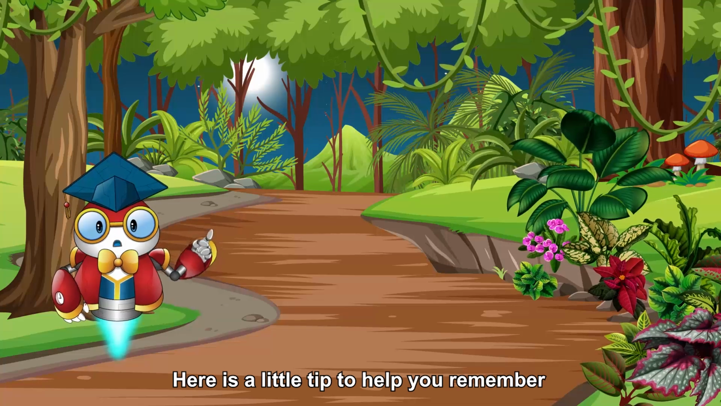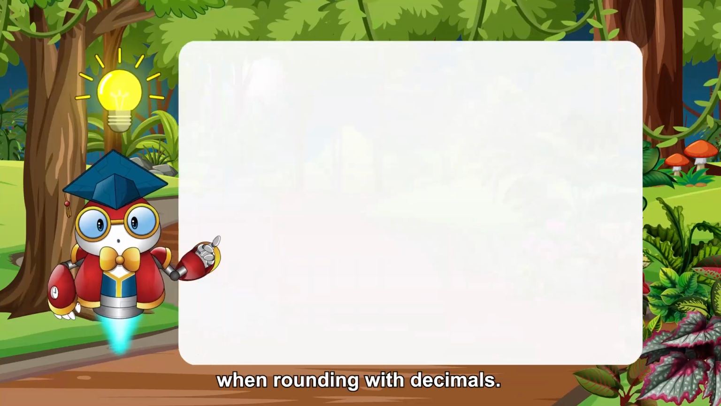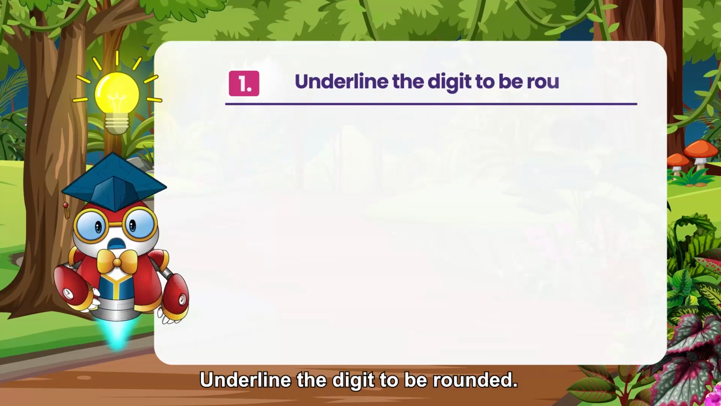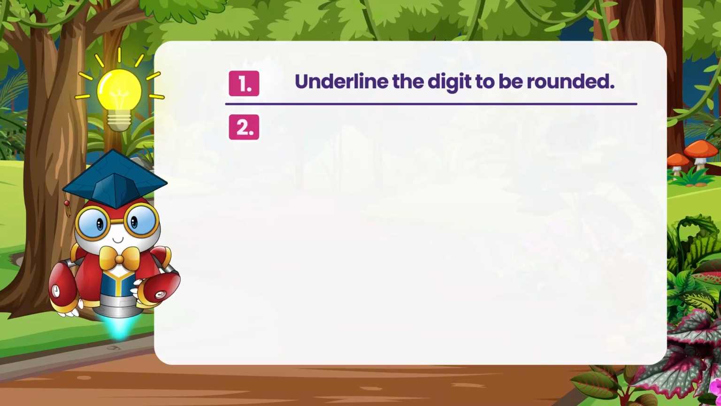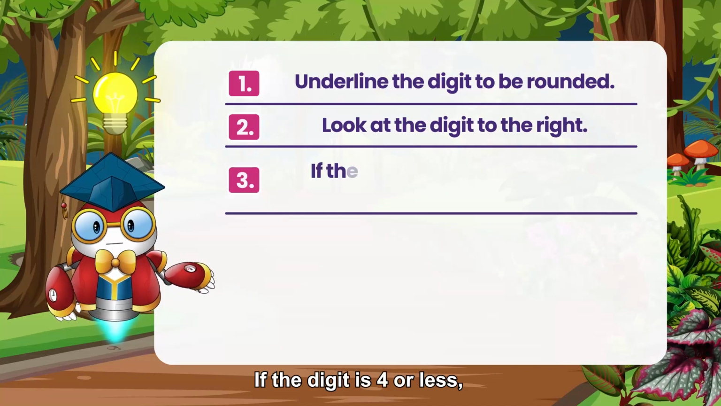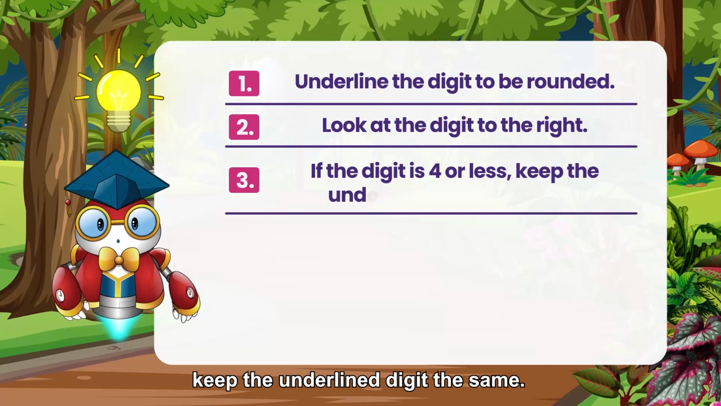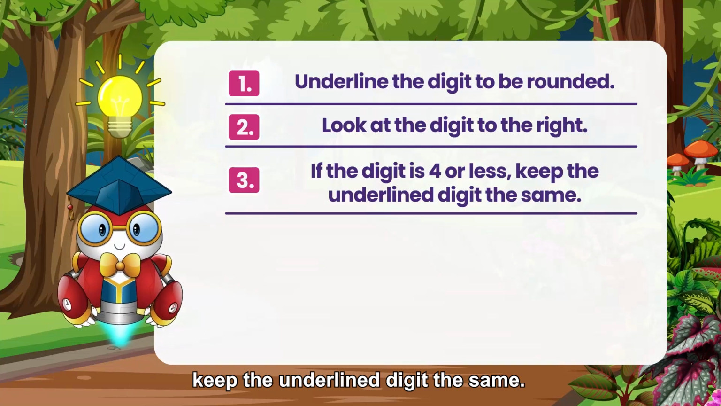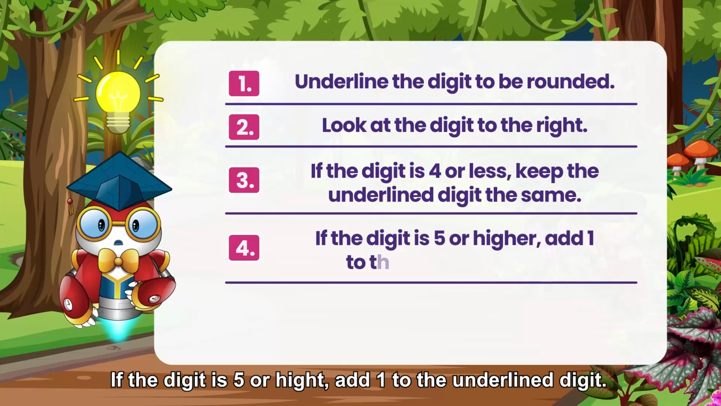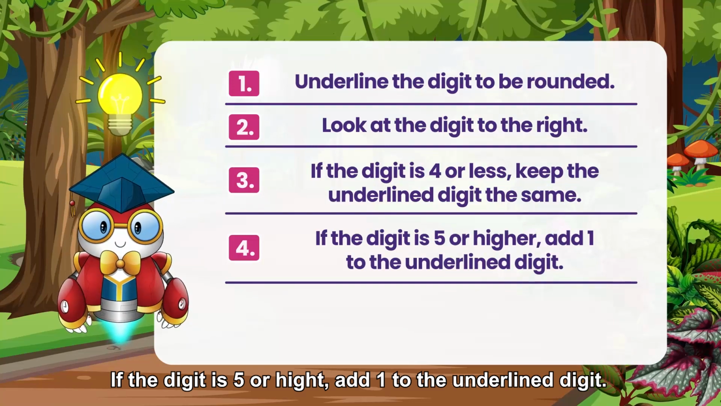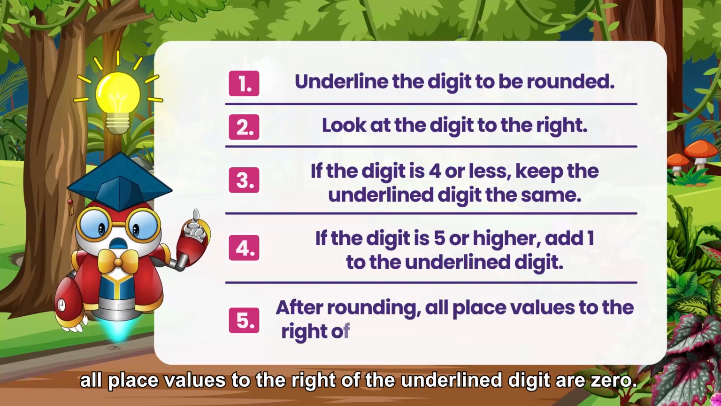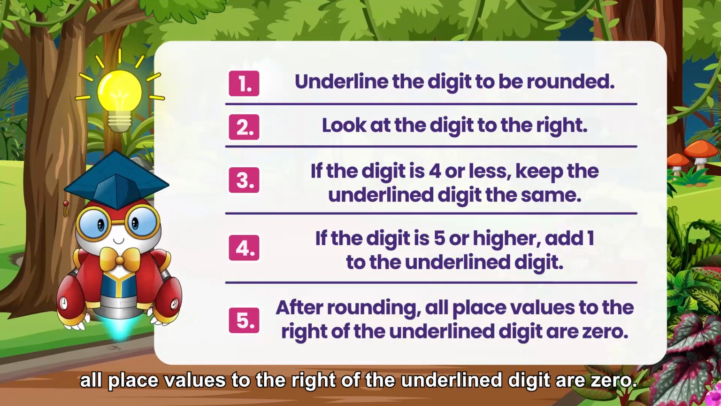Here is a little tip to help you remember when rounding with decimals. Underline the digit to be rounded. Look at the digit to the right. If the digit is 4 or less, keep the underlined digit the same. If the digit is 5 or higher, add 1 to the underlined digit. After rounding, all place values to the right of the underlined digit are 0.